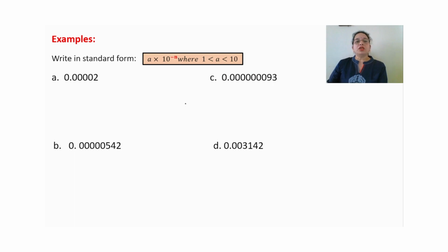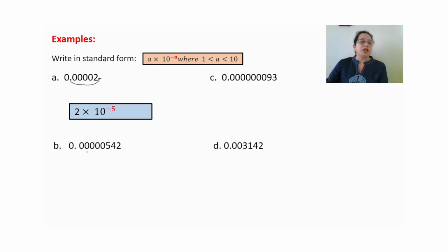Now we will talk about the smaller numbers. Now the numbers are very small, so the exponent will be negative. So again you need to shift the decimal. Here we will shift this decimal after 2. If you write it before 2, this will become 0.2, and the value of a should be greater than or equal to 1. So how many places are we shifting? 1, 2, 3, 4, 5. So your answer will be 2 into 10 raised to the power minus 5, because the number is small.